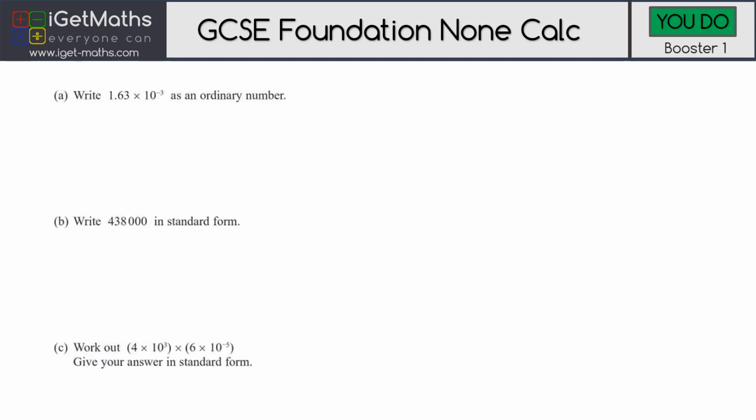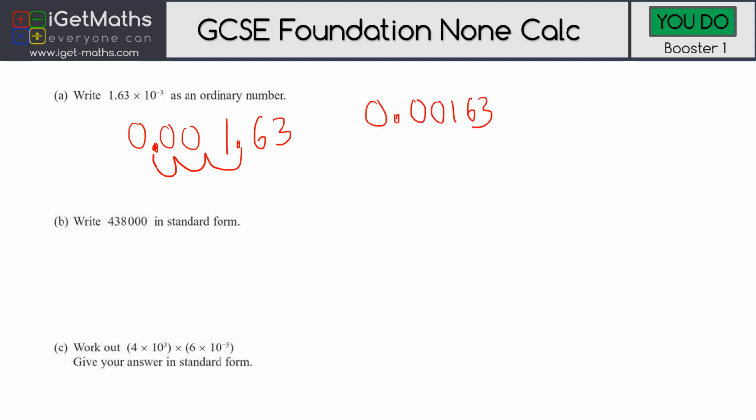Okay, so let's have a look at the question you've been given. Write 1.63 times 10 to the minus 3 as an ordinary number. So you've got 1.63. You're going to go back once, twice, 3 times, and then you're going to put 0.00, remember above the little hoops, and that gives you 0.00163 as your ordinary number.